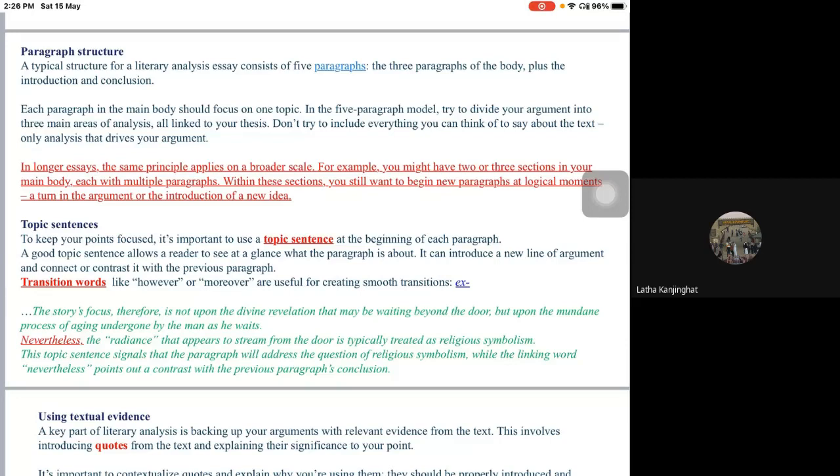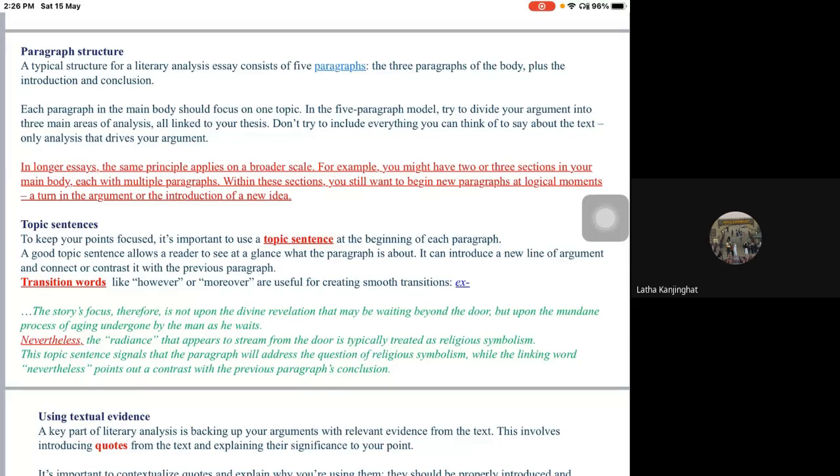Okay, now this is about the five paragraph essay. For a longer essay, the same principle applies on a broader scale. You just have to expand it, that's all. For example, you might have two or three sections in your main body, each with multiple paragraphs. Within these sections, you still want to begin new paragraphs at logical moments, a turn in the argument or the introduction of new ideas. So the number of body paragraphs will not be three, it will be more than that when it is a longer essay. But even within those paragraphs, the structure will have to be followed.